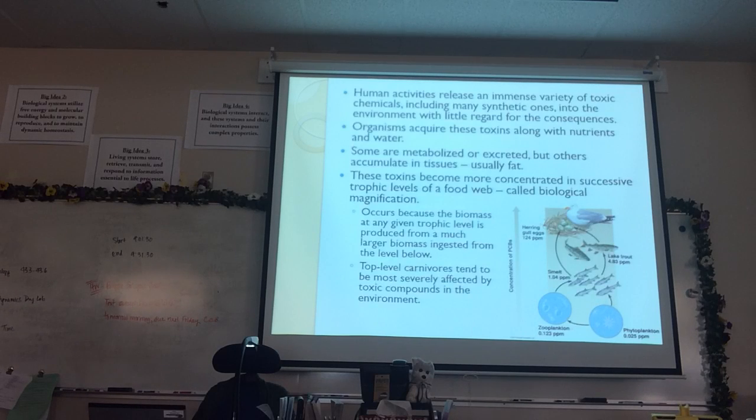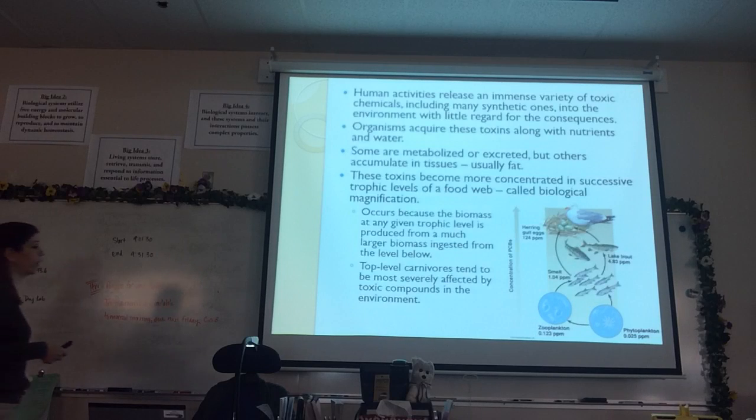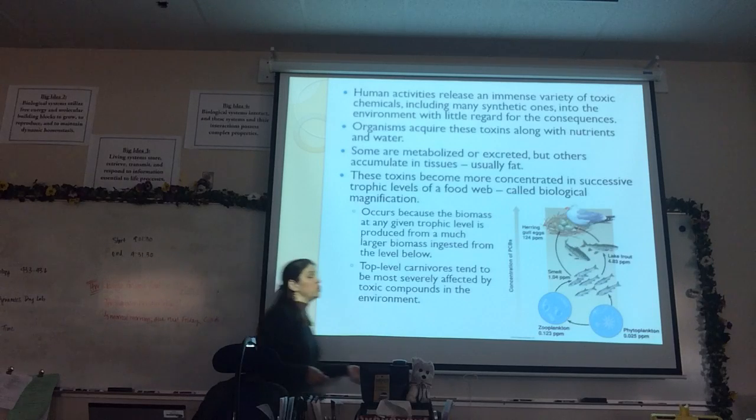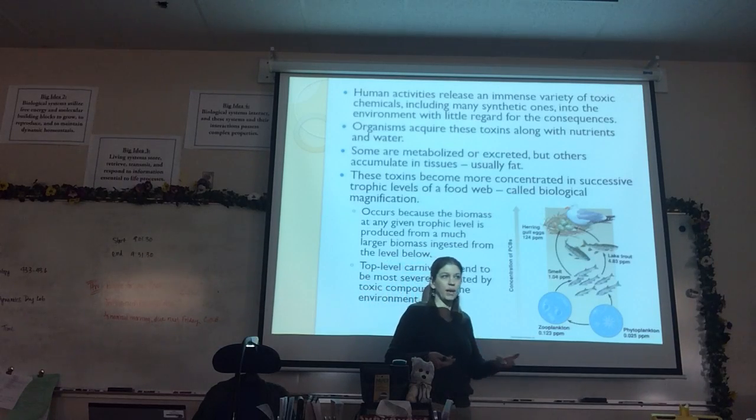Human activities also release a ton of toxic chemicals, many of which are synthetic, into the environment and don't understand what the consequences are. Synthetic means fake, right? Well, guess what? You can't metabolize fake chemicals, okay? And so as a result, they build up in your tissues, mostly in fat. So the toxins become more concentrated in successive trophic levels of a food web. Why? Because you can't metabolize them and poop them out.